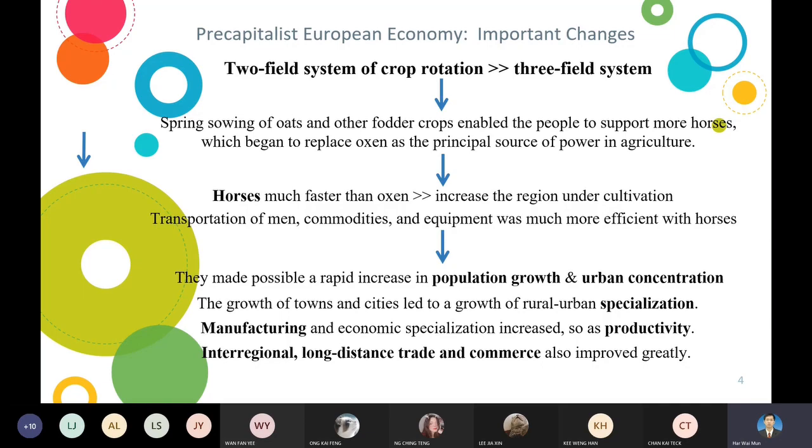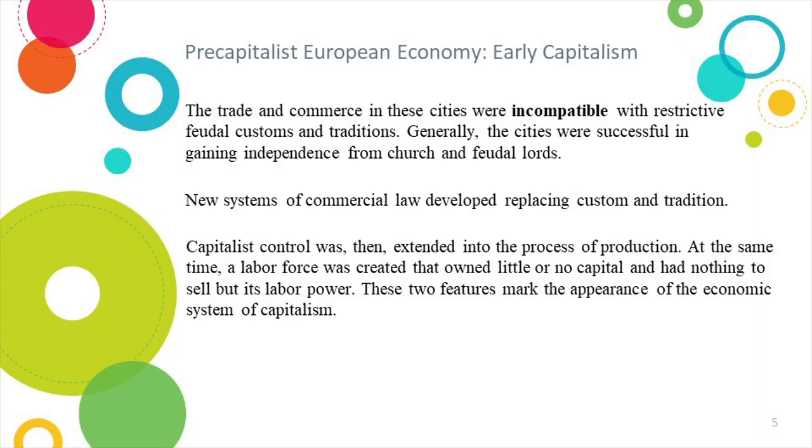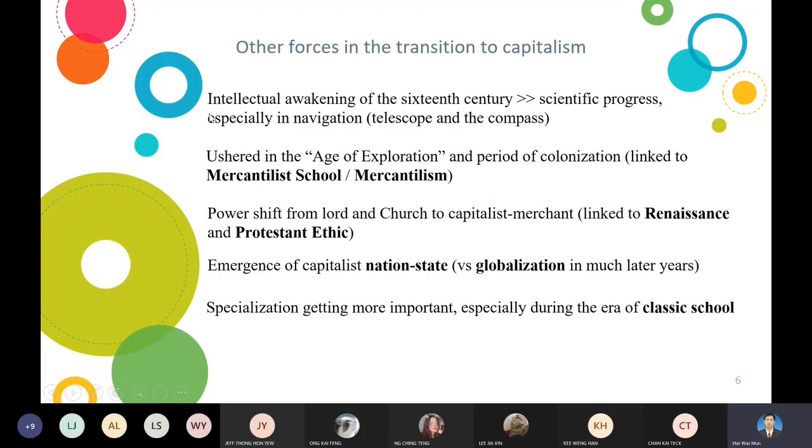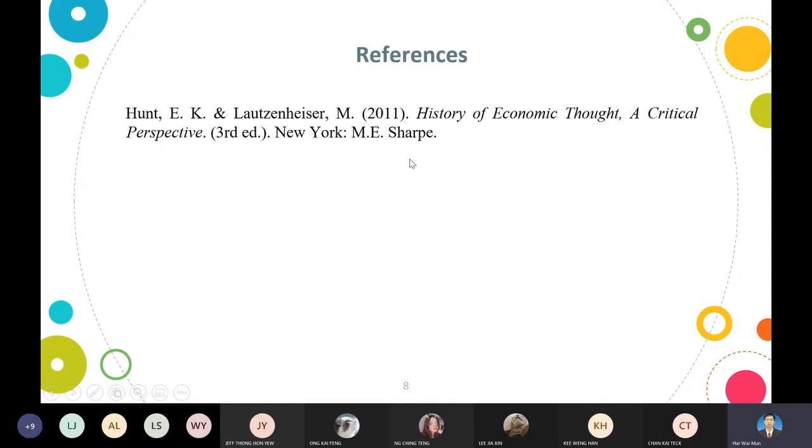So that one, more on the mercantilist school of thought. Then intellectually, in this case, you see all this, let's say exploration, you can link back to the mercantilist school of thought. Then the power shift, and then the image of the nation state, when the king becomes bigger and the government becomes stronger. Then specialization, you go on to the classical school of thought. So that's the end of this chapter 1.